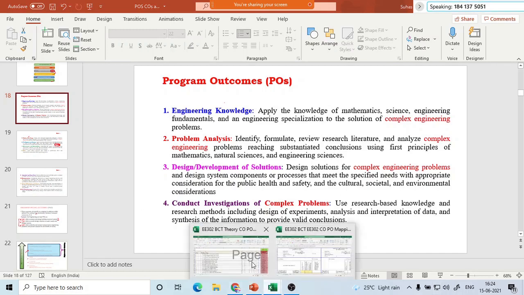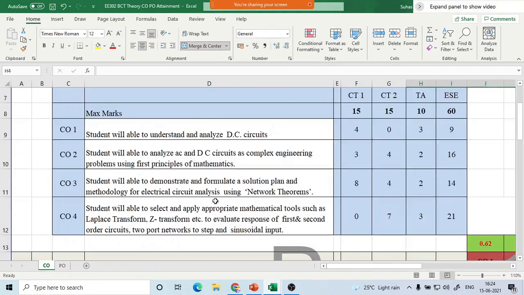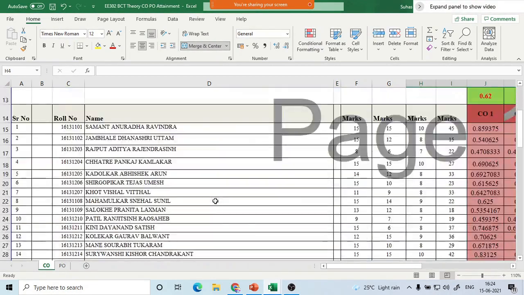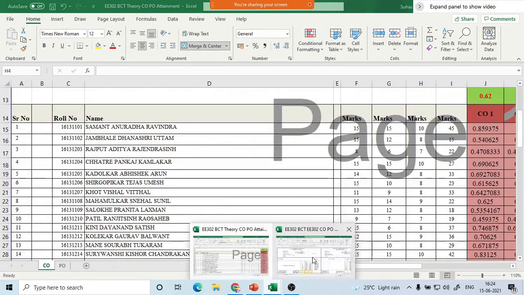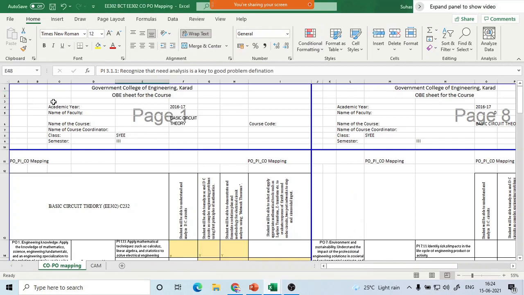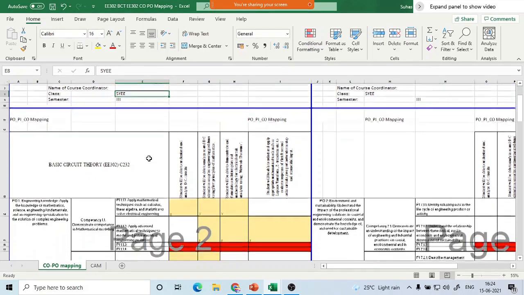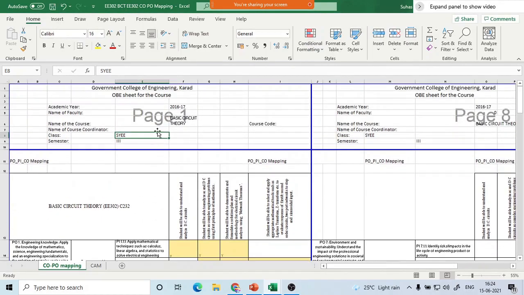Okay, now we'll move towards our Excel sheet. How to do this? This is a more interesting part. Here we created an Excel sheet for the basic circuit theories course, which I got from my electrical department faculty. As an NBA coordinator, I can get anybody's sheet. There is no issue. Anyway, basically this is the basic circuit theory course.